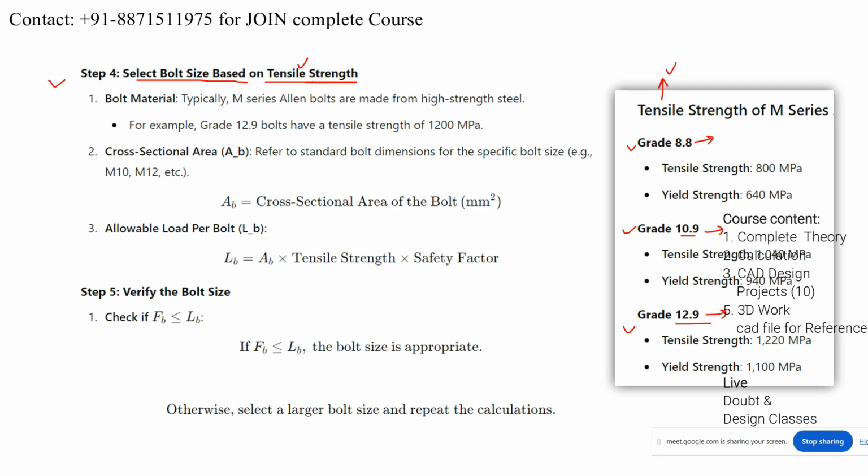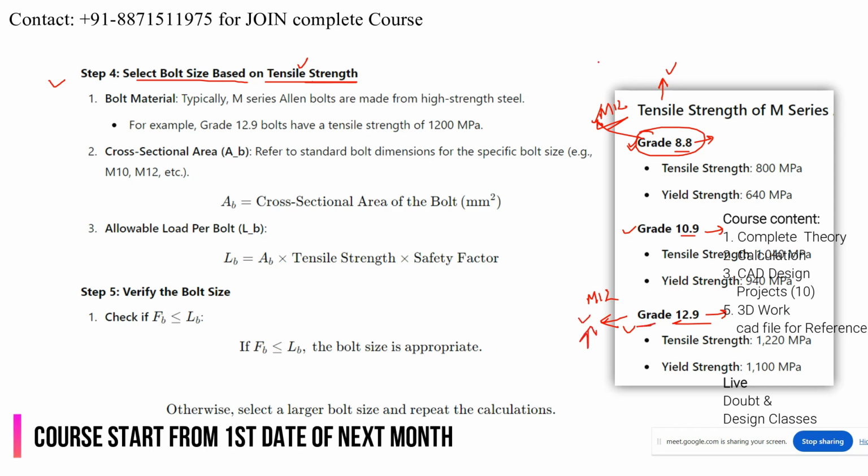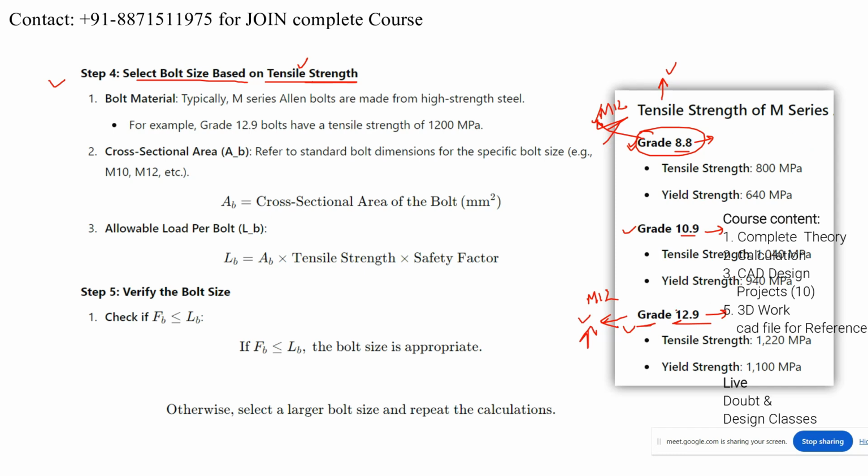For example, if you are taking an 8.8 grade bolt of M12, or again if I am taking the same M12 bolt of 12.9 grade, what is the difference between both? The tensile strength of the 12.9 grade will be higher than this. Is it clear? So basically the 12.9 grade has good strength, right? That's understood or not?